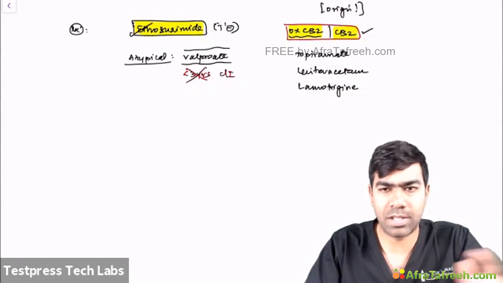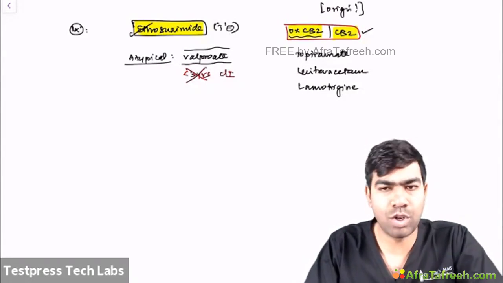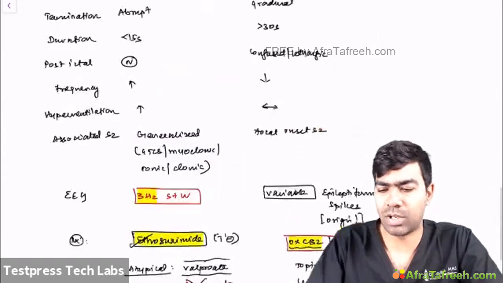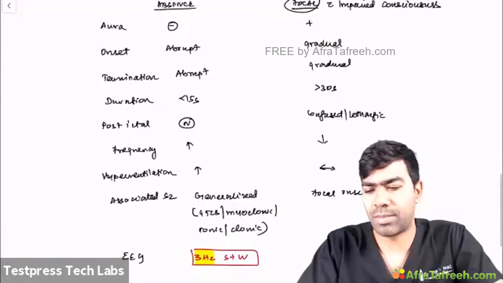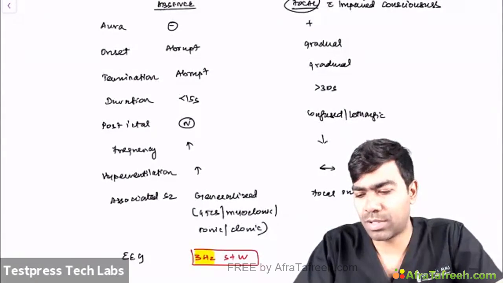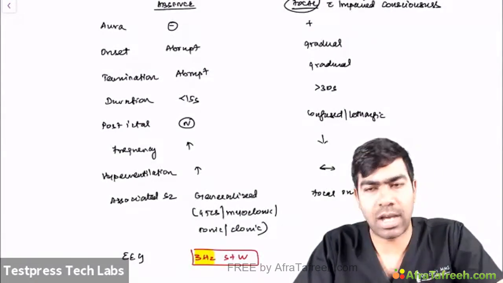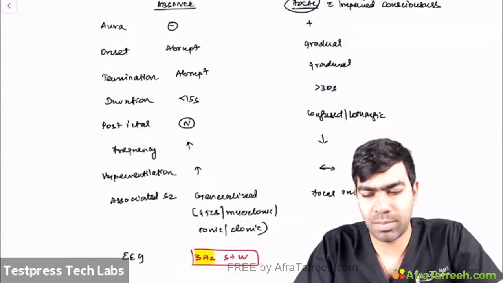Ethosuximide for absence seizure. If it's atypical, valproate, don't use in less than 3 years. It is absolutely contraindicated because of risk of fatal hepatotoxicity. I think this must give you a good idea about absence seizure versus a focal seizure with impaired consciousness.